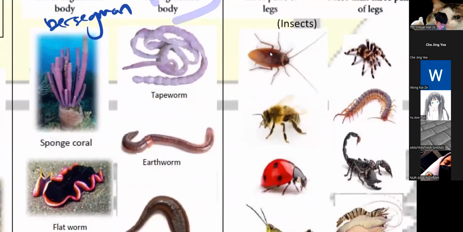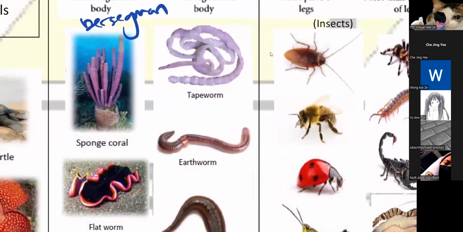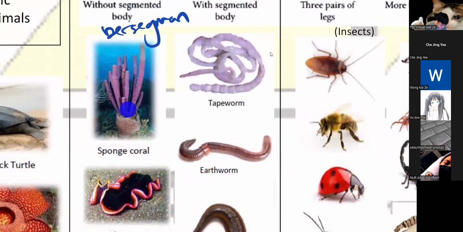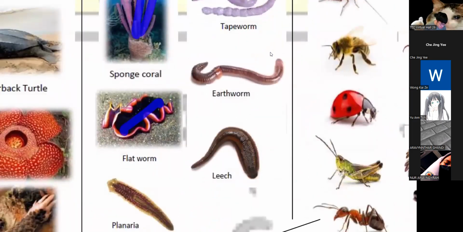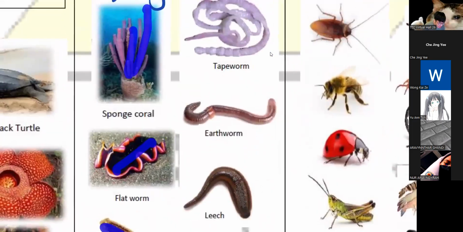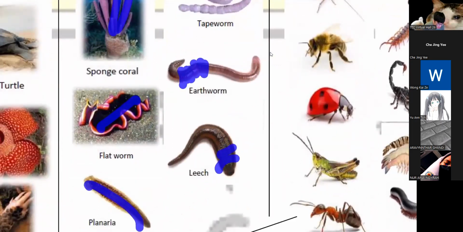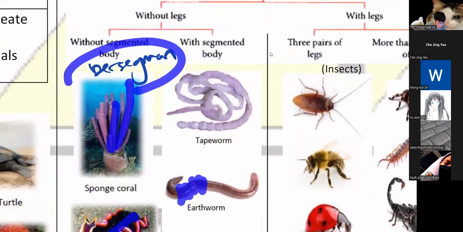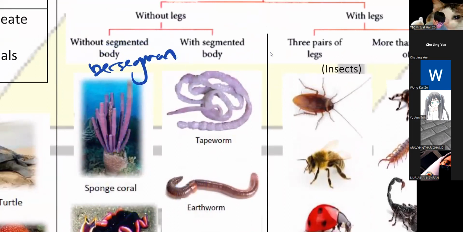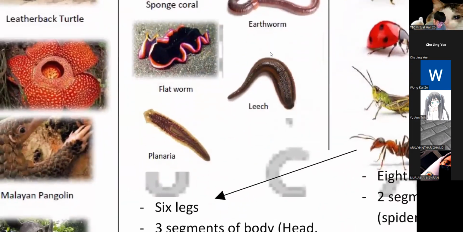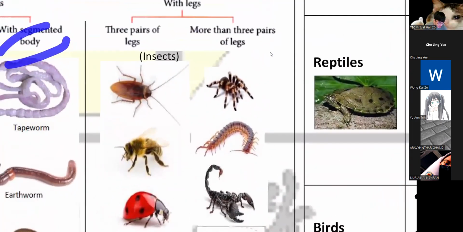Segment is this. You see this tapeworm, this cacing pita. You have all these segments here. Okay, 1, 2. You have all the segments. Okay, you have segments. So this is without segment. You see, this is straight one. This is also straight. This one also straight. No segment. Whereas this one, they all have segment. Okay, they have like rings around them. That's the segment. So bersegment, tak bersegment and bersegment. Yeah, that's all. These are without legs. And of course, the one with legs.